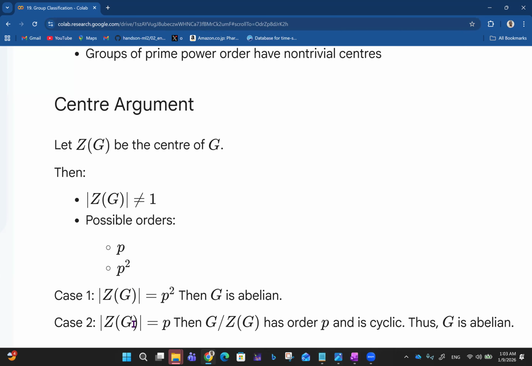For case 2, if the order of the center of G is p, then we can say G divided by Z(G) has order p and is cyclic. Thus, in that case, G is also abelian.